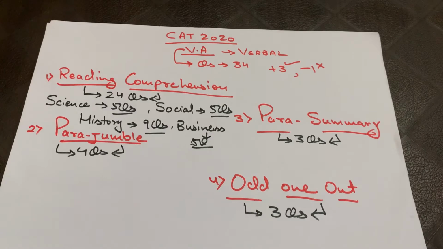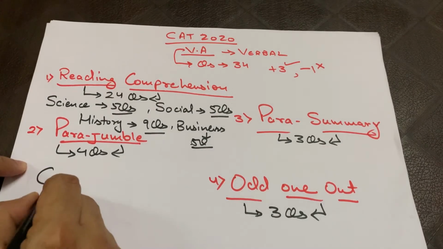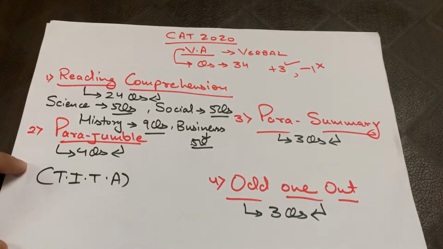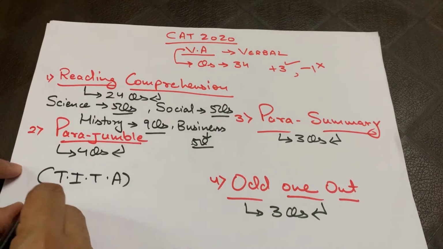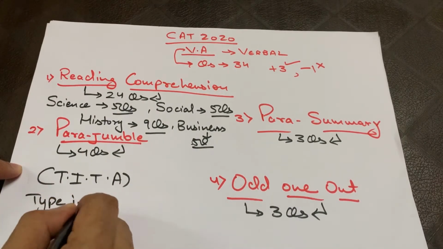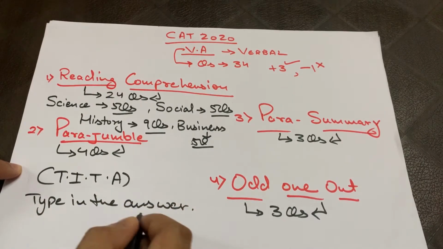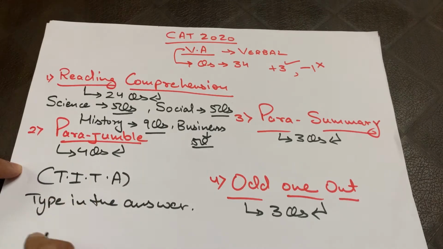Now guys, para jumble can be anything. You are going to get 4 para jumble questions. 5 lines are there, they are jumbled, and you have to align them into a logical sequence. And trust me guys, these are TITA questions. What is TITA? Type in the answer. That means you do not get options for these kinds of questions. These are known as type in the answer. Of course there are no options, so there is no negative marking.